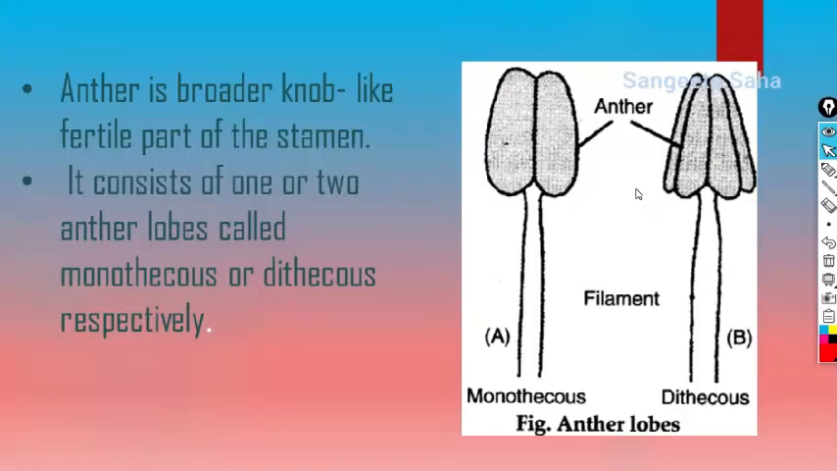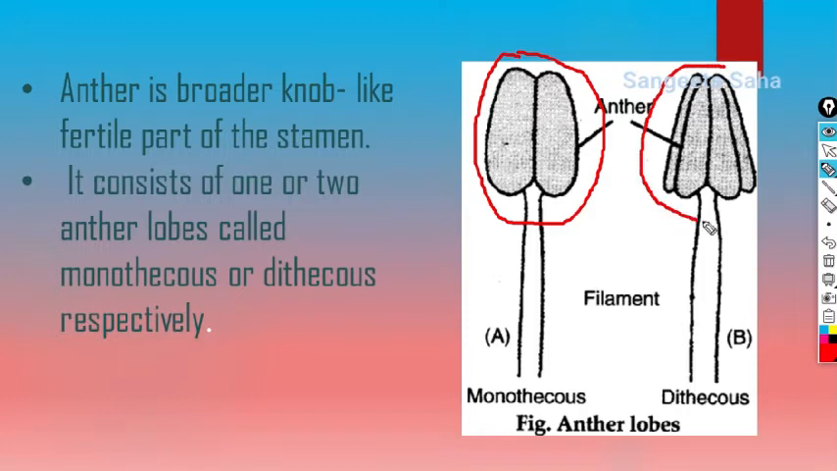In the next part, we are going to learn about the different types of anther lobes. Based on the lobes, there are two types, monothecous and dithecous. Monothecous means it has only one lobe, and it is found in hibiscus. In dithecous, we see that it has two lobes, and it is found in crotalaria.